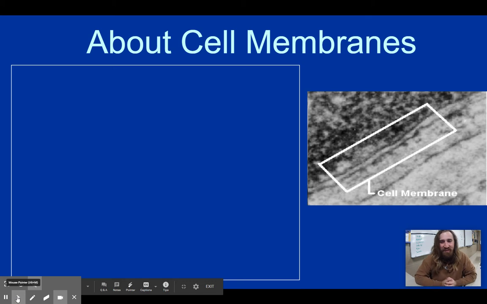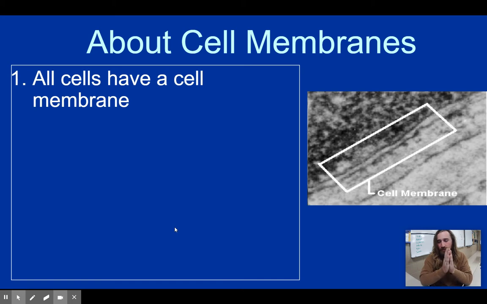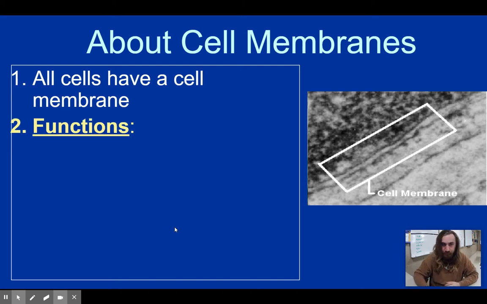Welcome back. Okay, about cell membranes. Let's get this down in your notebooks. The first thing is that all cells have a cell membrane. It's going to be the outer layer of the cell. Besides in plant cells, guys, which have a cell wall, that's the outside layer, but we'll get to that as we keep going. But all cells do have a cell membrane.